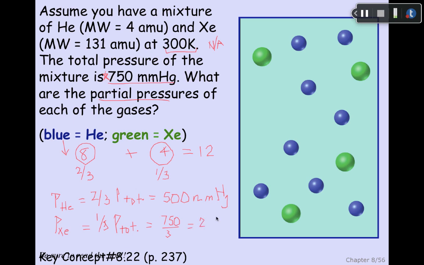Again, not tricky math. I think you can do this. What if you got 3/4? You've got 75 cents. So 1/3 of 750 should be 250 millimeters of mercury for the pressure of the xenon. Again, these two add up to make the total pressure of the mixture of the gases in this example, 750. Should always work if you've got a mixture and you've got all the parts involved.